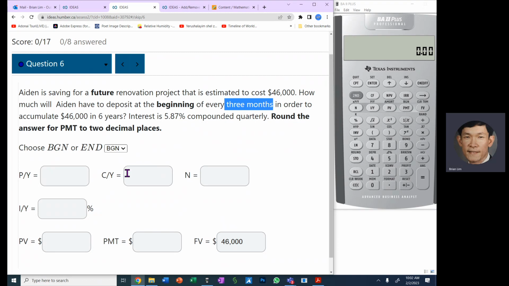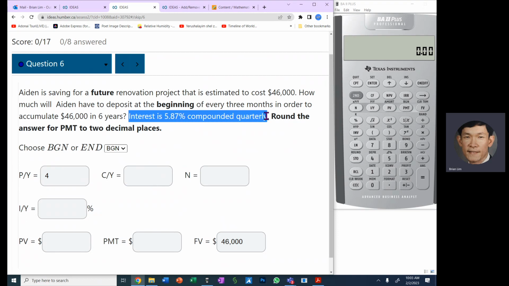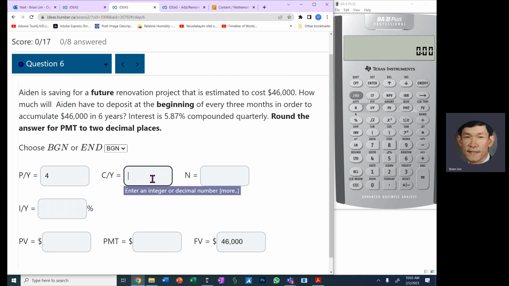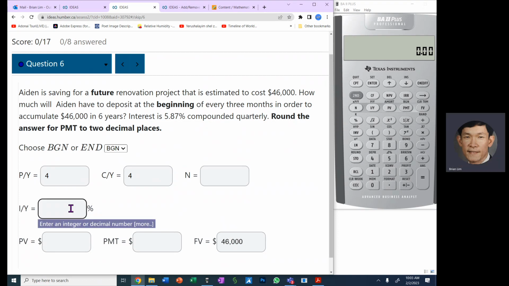So the deposits are every 3 months. So that would be 4 times per year. So PY would be 4. Payments or deposits, correct? That's how it's called. Now this is the interest right here, 5.87% compounded quarterly. So therefore CY is also 4. Now, we usually use the calculator to do that. The IY value is 5.87. So we can copy and paste it so that there are no typographical errors.